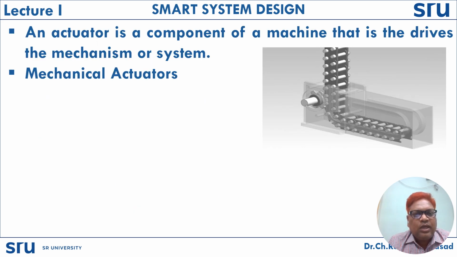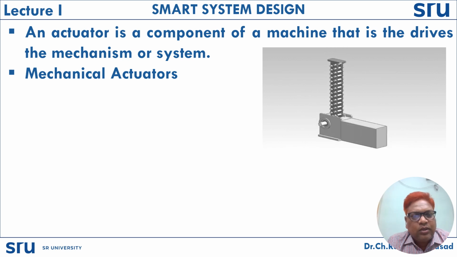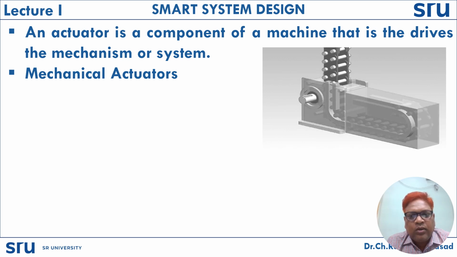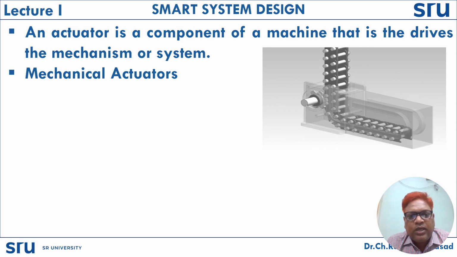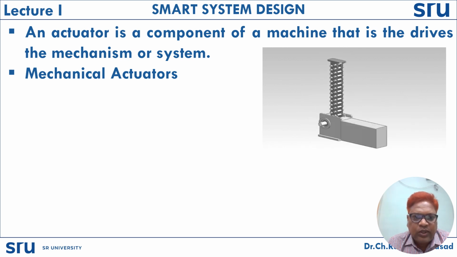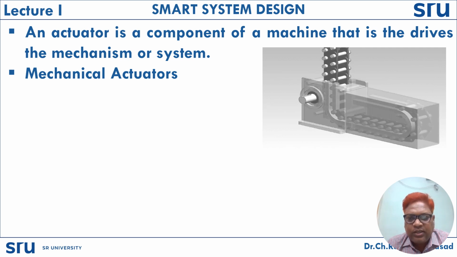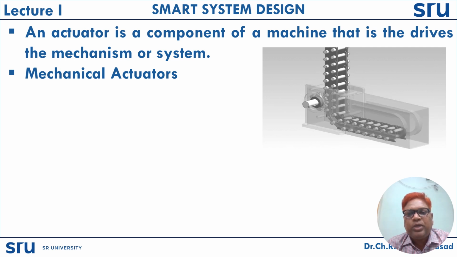An actuator is a component of a machine which drives a mechanism or a system. Otherwise, an actuator is a component of a machine which is responsible for the movement of something.